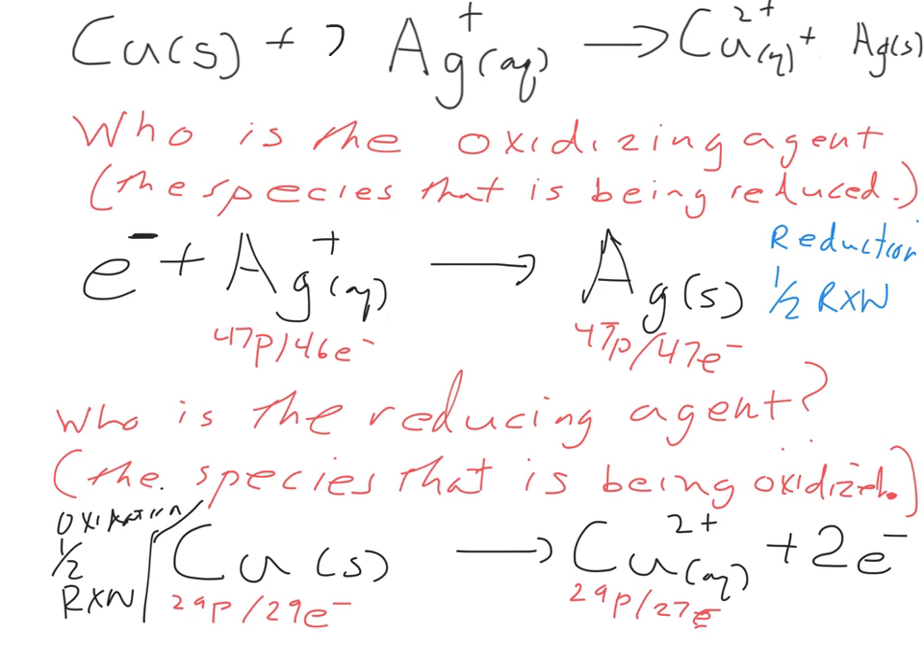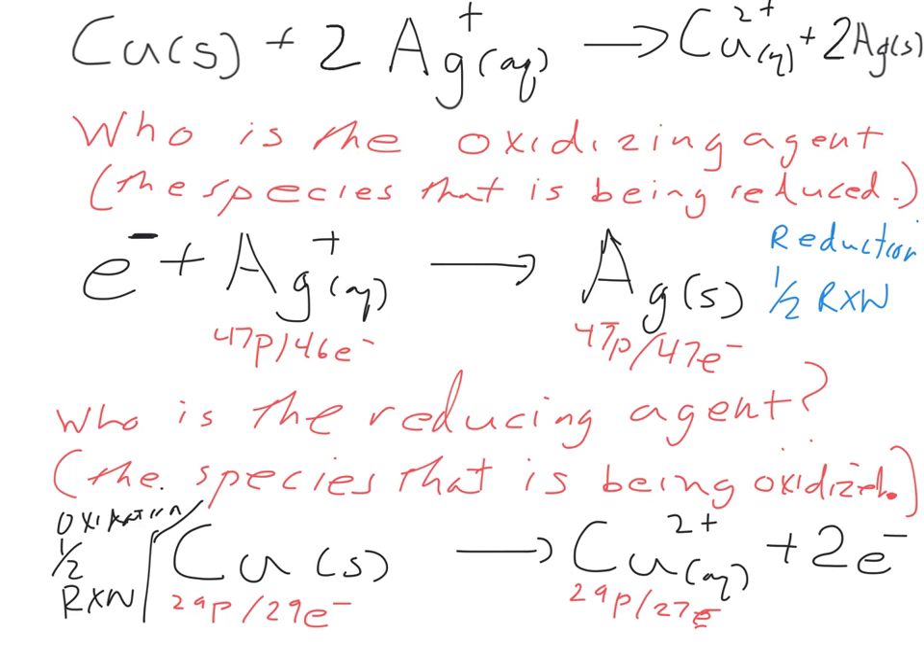If I don't have the 2 here and here, my electrons aren't balanced. What do I mean my electrons aren't balanced? If we look at our half reactions, for every 1 atom of copper that I oxidize, I go from copper 0 to copper plus 2, and I give up 2 electrons. So going from this copper to this copper, I give up 2 electrons.